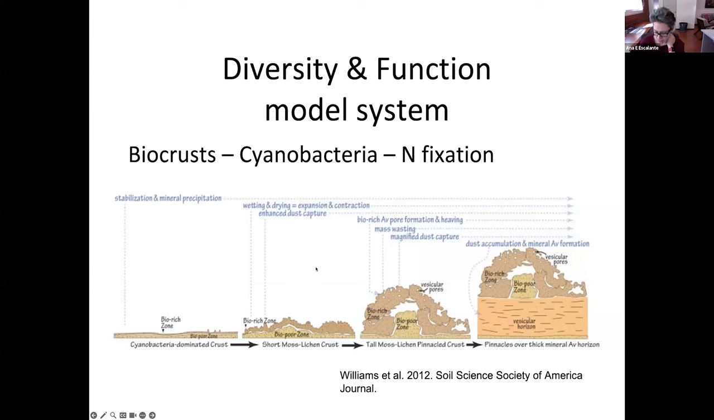So we were looking for cyanobacteria-dominated crusts because cyanobacteria are the main nitrogen fixers, and we were looking for nitrogen fixation as a function of interest. Also, we were looking for relatively simple microbial community composition, so we can really characterize composition and relate that to the function of interest.